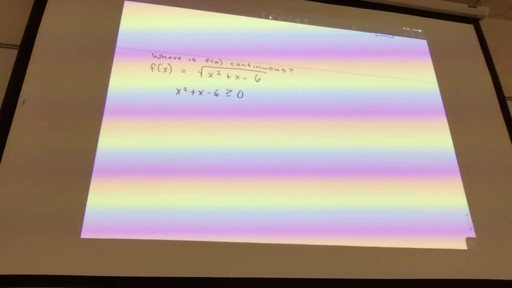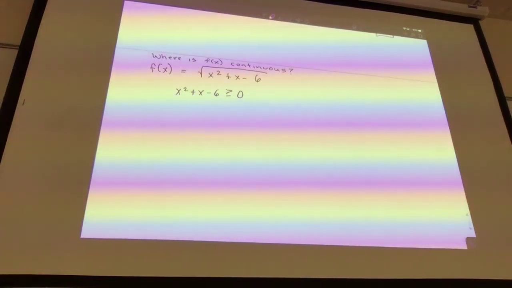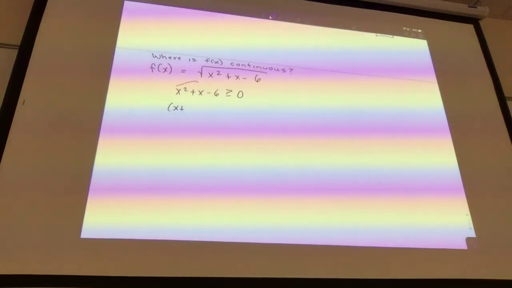Greater than or equal to 0 ensures it's positive because we don't want a negative under there, or we get into imaginary stuff. So all we're saying is that it must be positive. So we're going to factor it so we can look at the values. What multiplies to give us negative 6 and adds to give us positive 1?